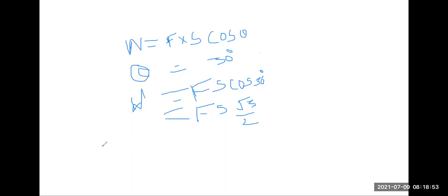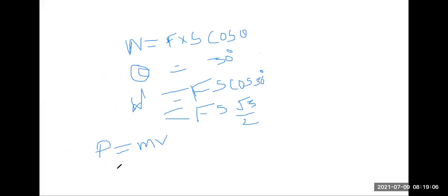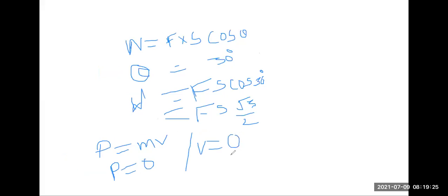Momentum of an object: we know momentum of an object P is equal to mv. You have to write in words also. Momentum of an object P is equal to mv. Here momentum is 0. Then we will get the velocity is also equal to 0. Why does this happen? Because the mass of an object can never be 0.